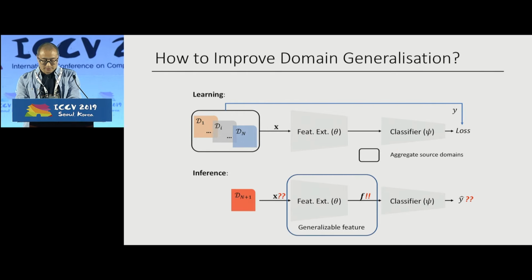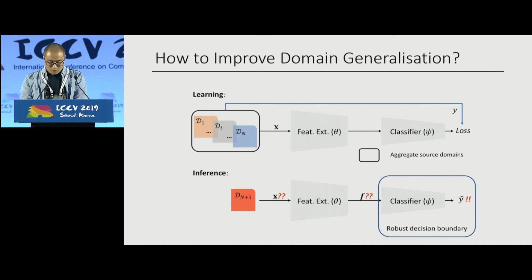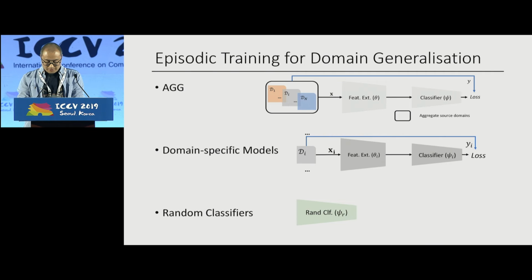If we break down the responsibilities of solving DG, it means the feature extractor should generate generalizable features to facilitate the classifier to make accurate predictions, even though the classifier has never seen that kind of data before. Or the classifier should have robust decision boundary to make accurate decisions even if it receives a bad feature from the feature extractor which has no idea about the input style. So to episodically train the AGG model, we also use domain-specific models and random classifiers to generate DG episodes.